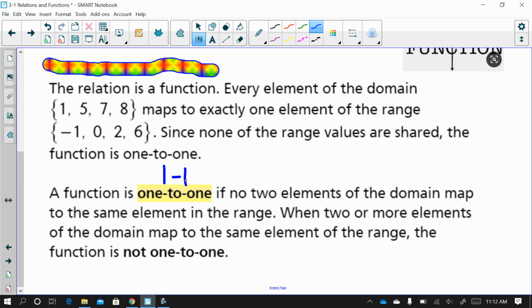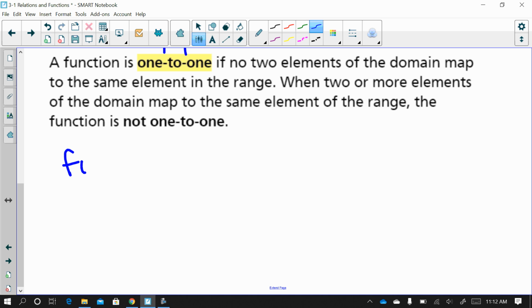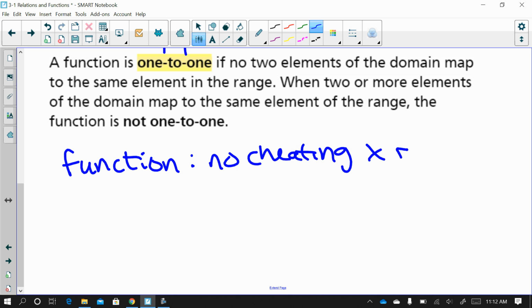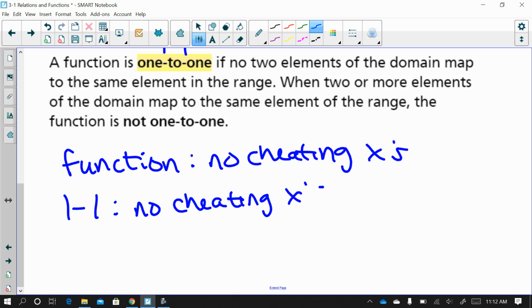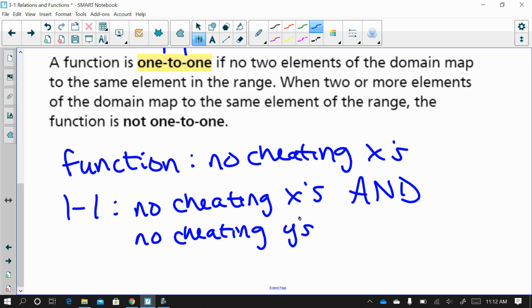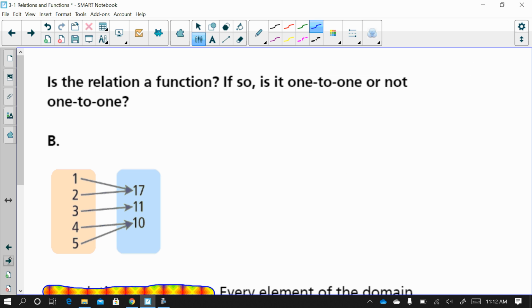Another way to think of this: function meant no cheating x's. And then one-to-one means no cheating x's and no cheating y's. So nobody can cheat in one-to-one. This is what we like. So let's try a couple more examples.